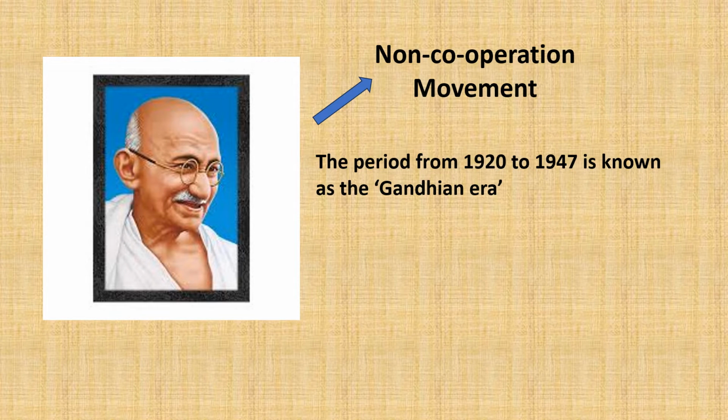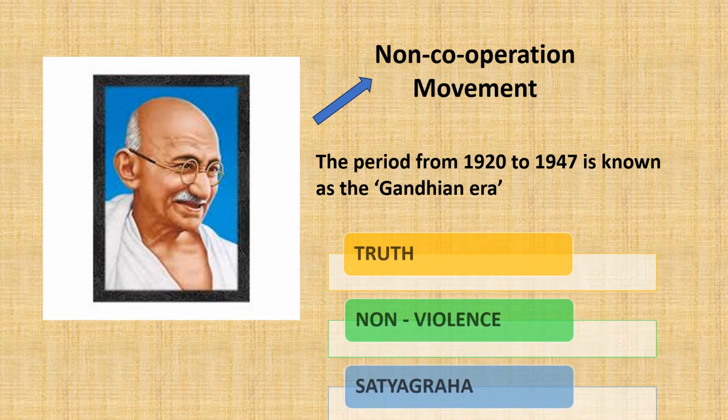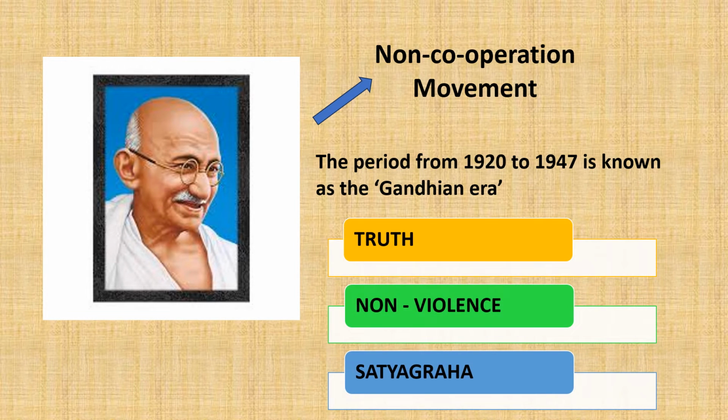Now this movement was brought about by none other than the father of our nation, that is Mahatma Gandhi. The period from 1920 to 1947 is known as the Gandhian era because it was from here that the national movement went into his hands after the death of Lokmanya Tilak. Mahatma Gandhi introduced this movement using the principles of truth, non-violence and satyagraha in this freedom struggle.